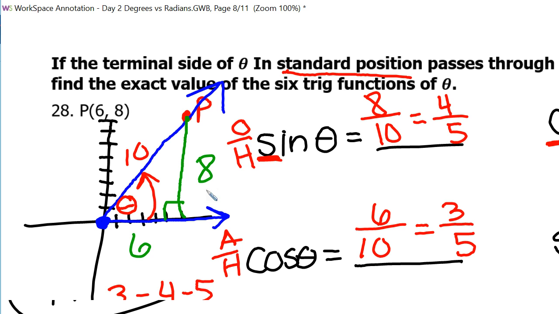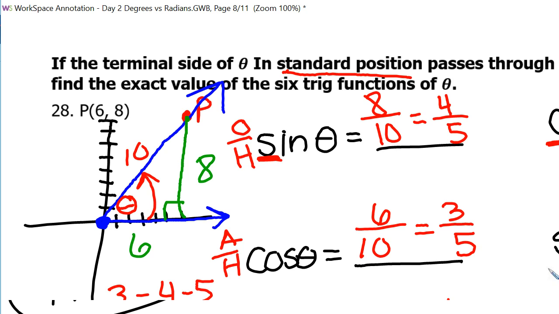For the tangent, using SOHCAHTOA, how do you find tangent? Opposite over adjacent. So the opposite side of theta is 8. The adjacent is 6. And 8 over 6 simplifies to 4/3. And if the tangent is 4/3, the cotangent would be 3/4.